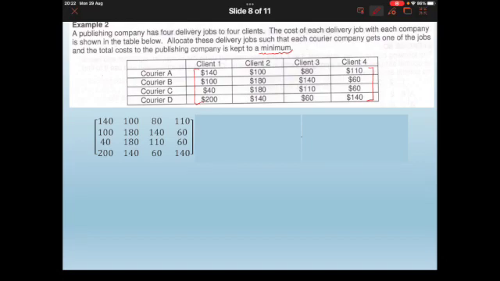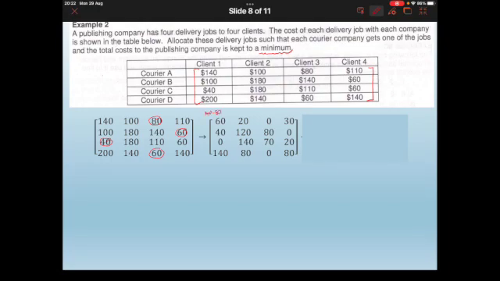Alright, now, let's start off with the row reduction. First row, what is the smallest? 80, correct? Second row, 60. Third row, 40. And the last row is 60. So for row reduction, you take all the numbers in that row and take away the smallest number, which is 140 minus 80, 100 minus 80, and 80 minus 80, and 110 minus 80. So if you do the row reduction, this is what you'll get. 140 minus 80 will give you 60.